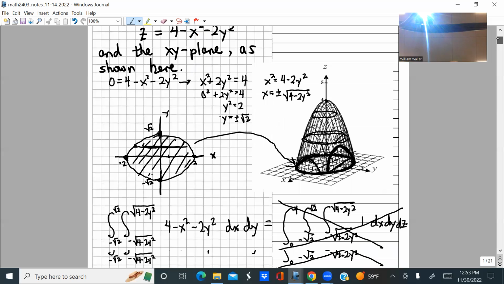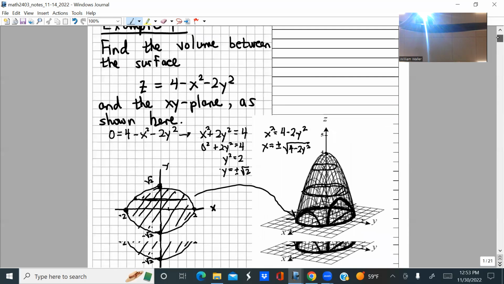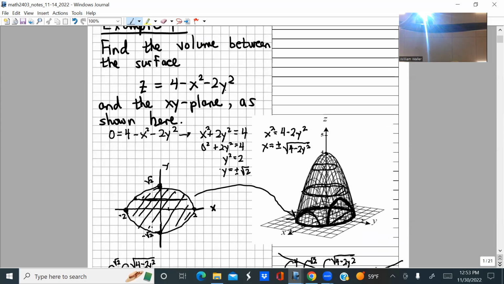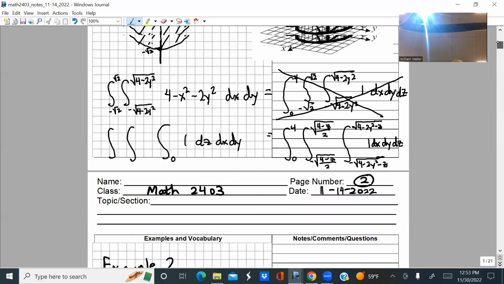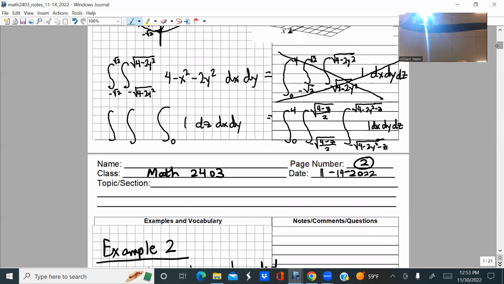So what are the limits on z there? Not quite, right? Remember, you go from 0 up to what? Your surface. But what's the formula for this surface? It's right here. So you go from 0 to 4 minus x squared minus 2y squared.